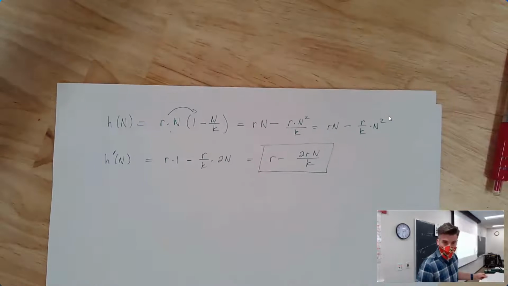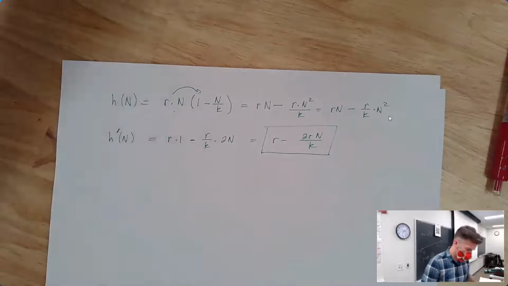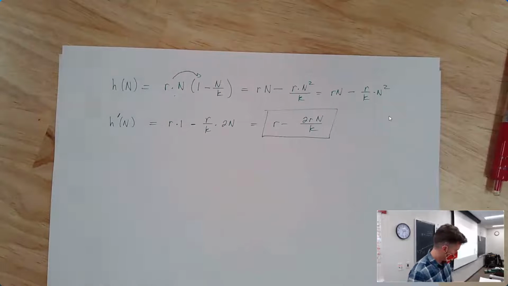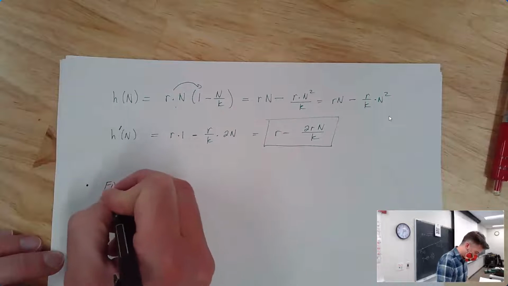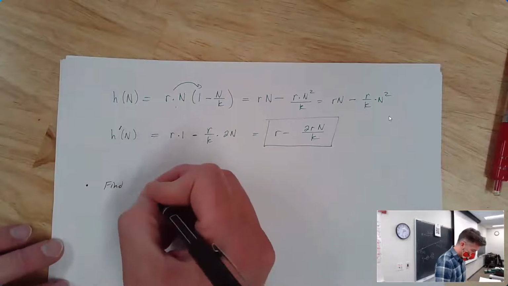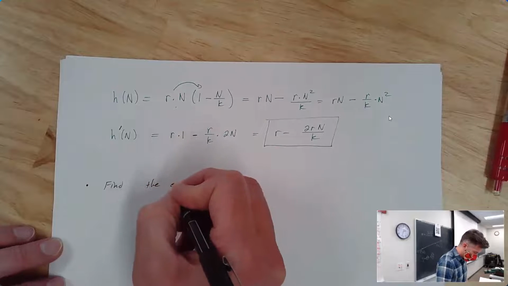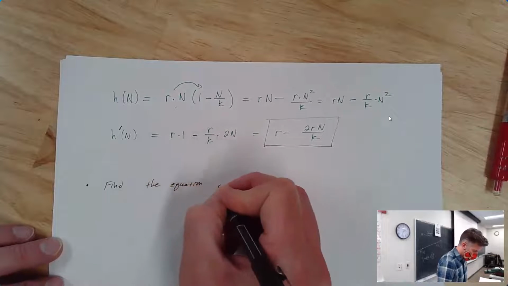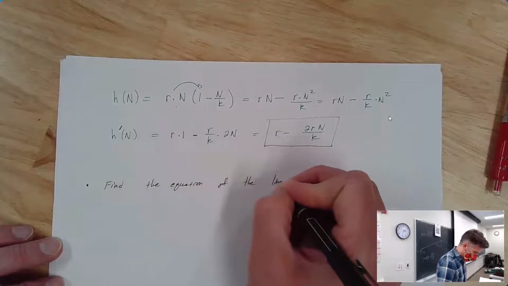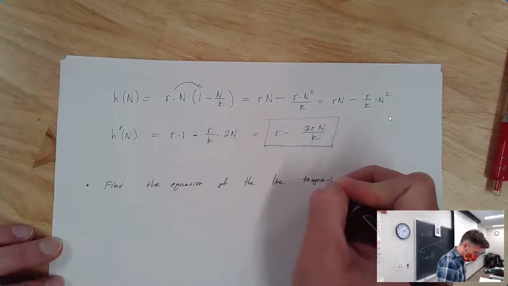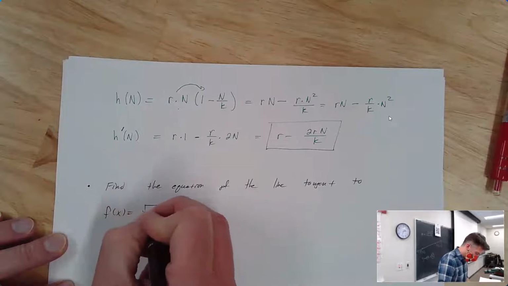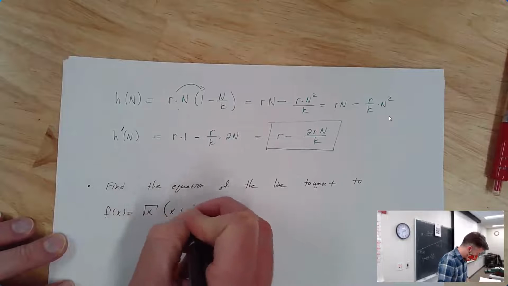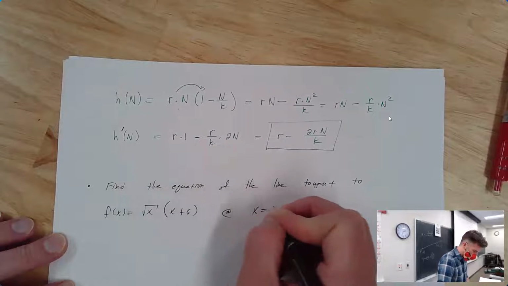Okay, so one more example, and then we'll start talking about the product rule. Let's find not just the derivative, but the equation of the line tangent to, what have I got here? f of x equal to the square root of x times x plus 6 at x equal to 4.